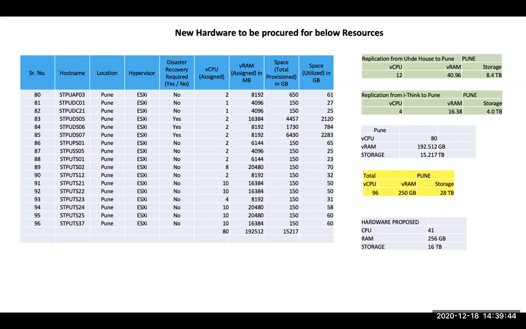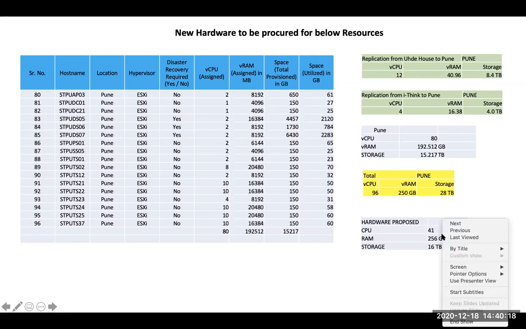Swapnil, at Pune, this yellow thing I am asking. At Pune, you are saying it is 28 TB which is coming out, 256 GB, and CPU is 96. And in proposed, you are saying 16 TB storage. Yeah, I have actually changed that. So I will show that Pune hardware. So just ignore this.